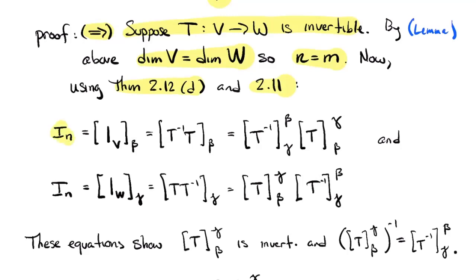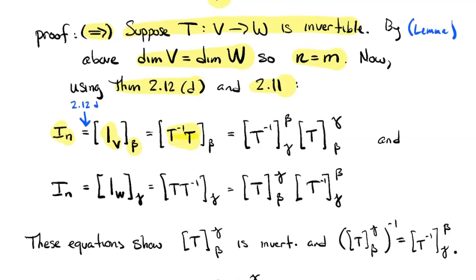If I look at the identity matrix, it is the matrix of the identity map in any basis. Okay, that's 2.12(d), I believe. So let me just write there, 2.12(d) says that. Right, but the identity map 1 sub V, that is the composition of T inverse and T, because T is invertible and T inverse is its inverse. So I can just swap 1 sub V for that composition.